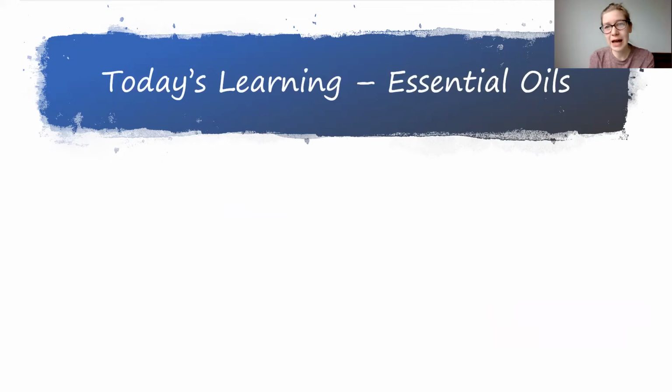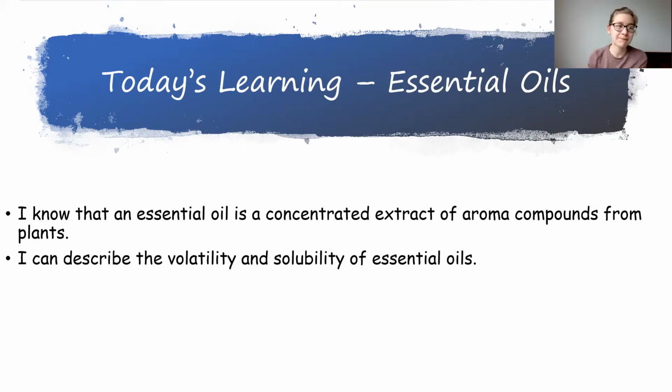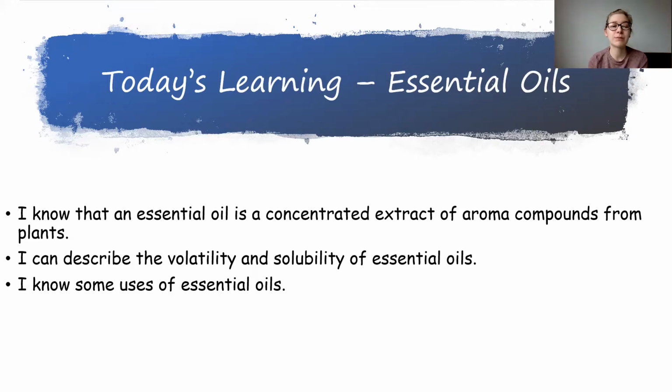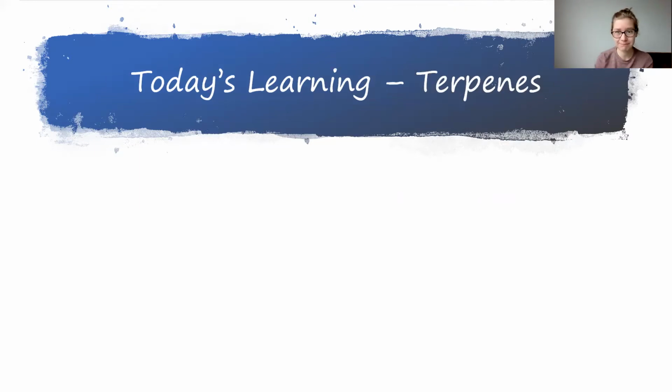Okay, so let's recap on the learning today from the essential oil section. So I know that an essential oil is a concentrated extract of aroma compounds from plants. I can describe the volatility and solubility of essential oils. So we know they're volatile and they're soluble in oil. I know some uses of essential oils. So cleaning products, cosmetic products, perfumes. I know that terpenes are key components in essential oils. So we know essential oils are mixtures, and one of the key parts of that mixture is terpenes.